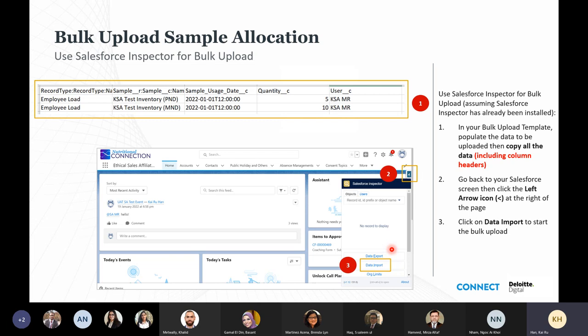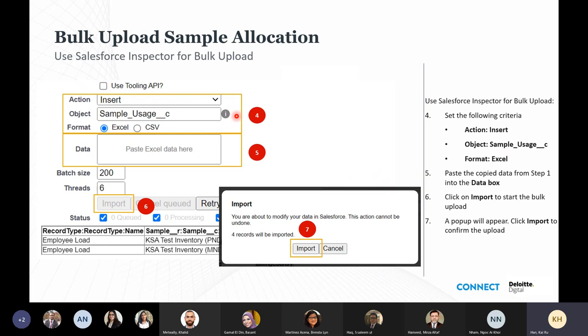Just to give you a refresher: when you receive the sample allocation file from marketing, you can put the information into the template that we will provide to you, go to Inspector, and do a mass upload. Then all the med reps will receive a notification email, go to the app, click accept, and they can start to do a sample drop based on the samples allocated.